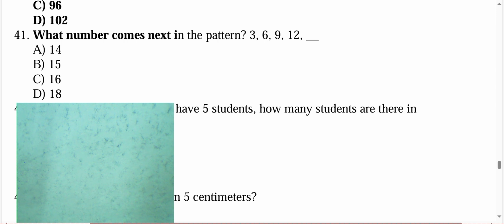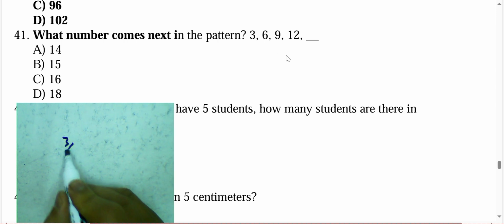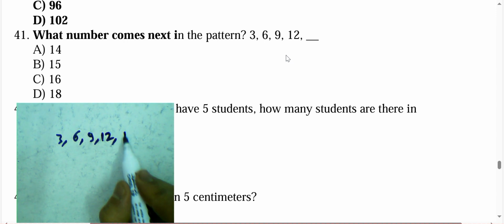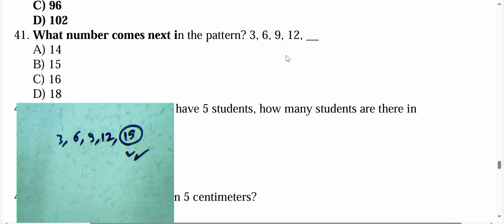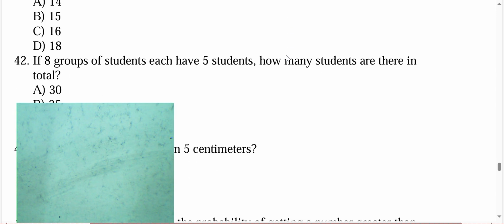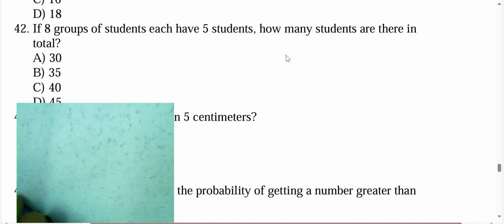Next question, number 41. What is the number that comes next in the pattern? 3, 6, 9, 12. He adds 3 all the time. The result will be 15. Okay, choose letter B. Next question. Question 42.